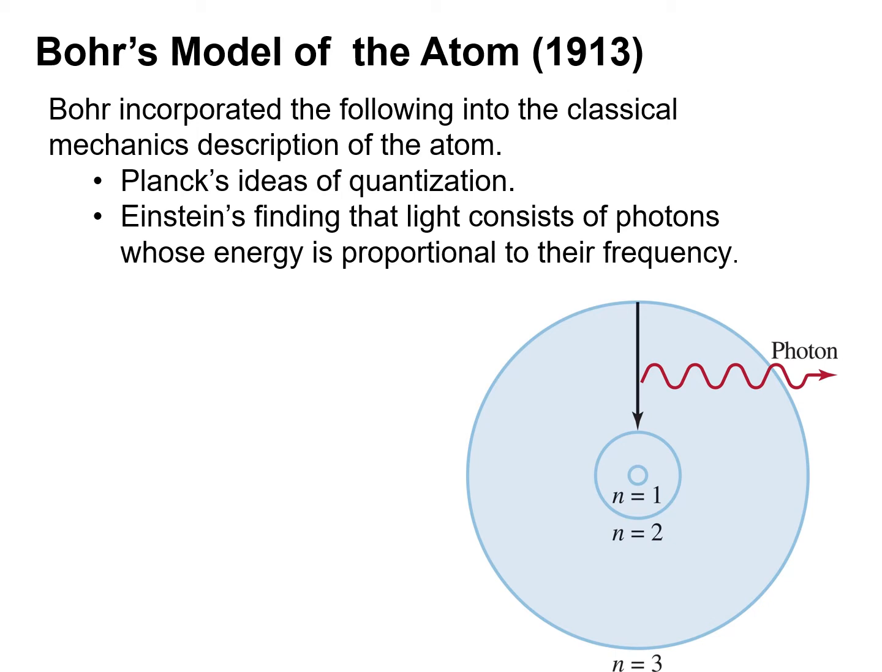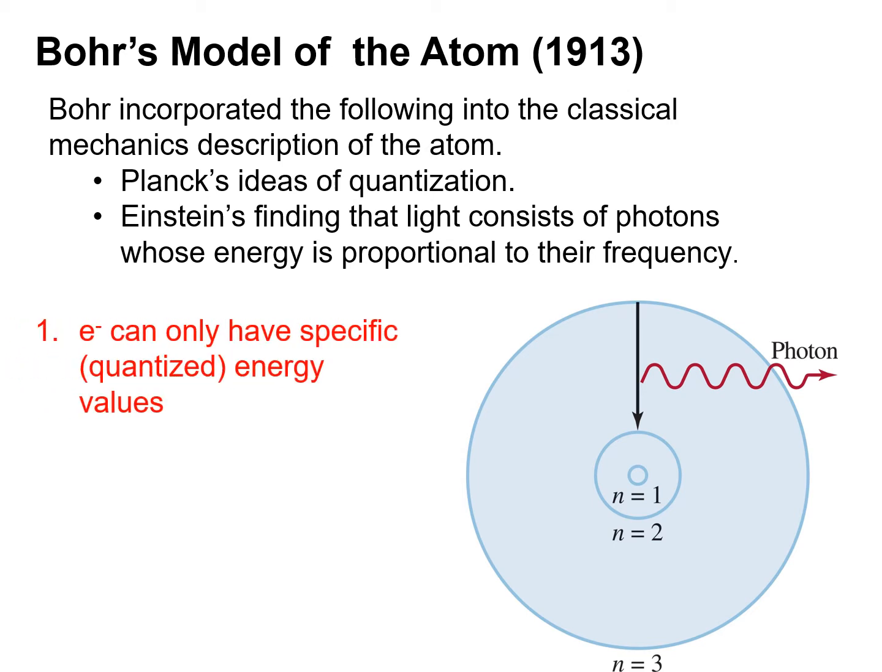So this question and the mechanics of this question is still being worked on by Niels Bohr, a very famous Danish physicist. So what did he propose? Well, he proposed that the electron can only have these specific quantized energy values. So here we get back to n equals 1, n equals 2, n equals 3.